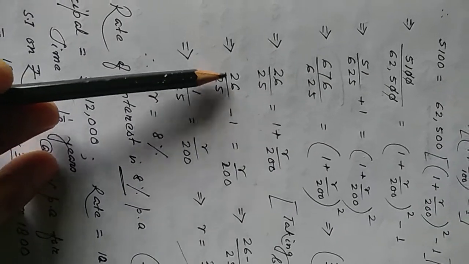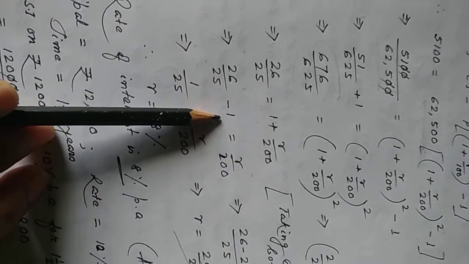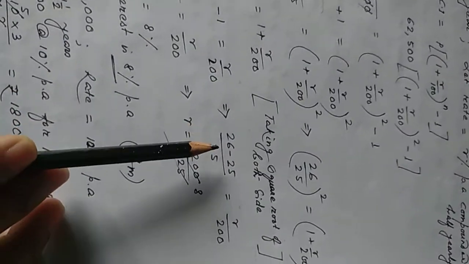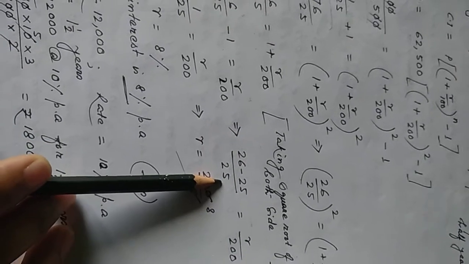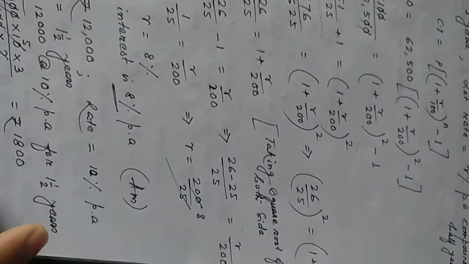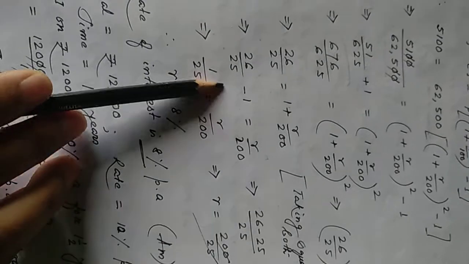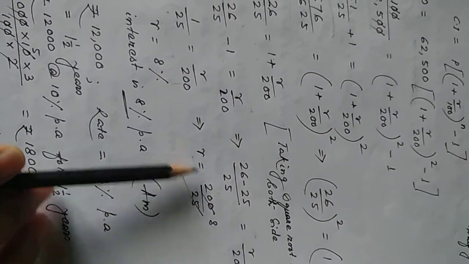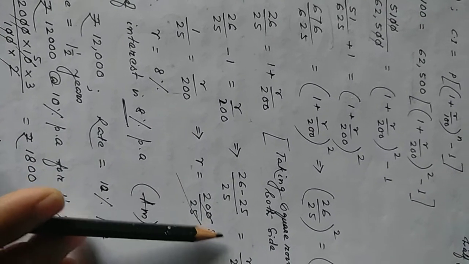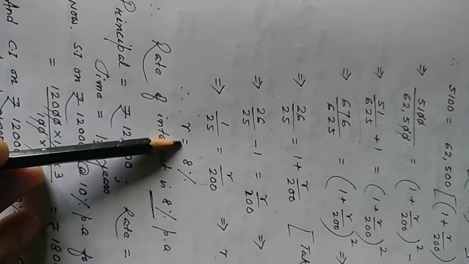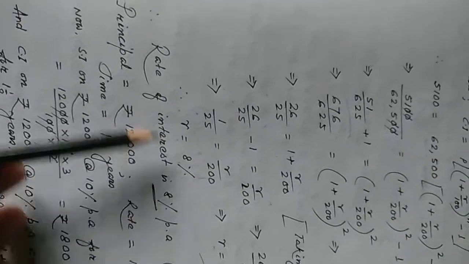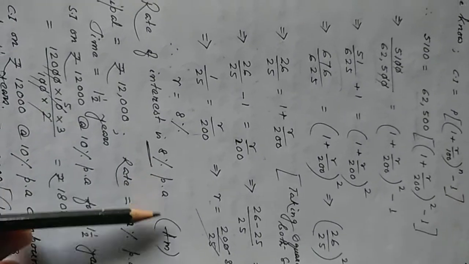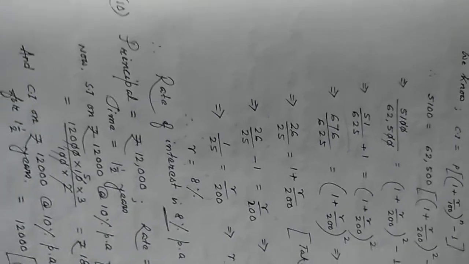This is 26 by 25 minus 1 equal to r by 200. Doing subtraction, 26 minus 25 by 25 equal to r by 200, and then it is 1 by 25 equal to r by 200, and then r equal to 200 by 25, so it's coming 8. Therefore r equal to 8%. So you are getting the rate of interest is 8% per annum. This will be the answer.